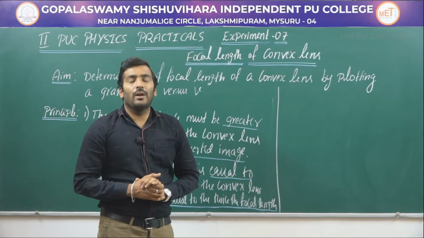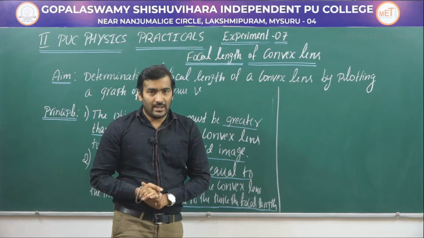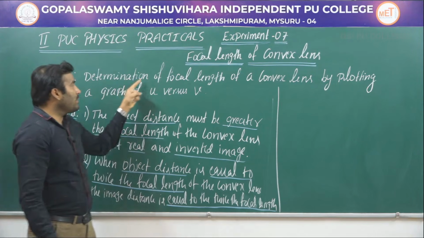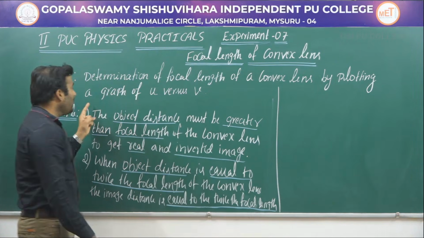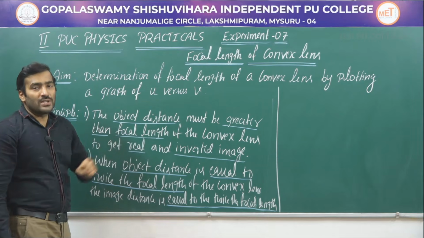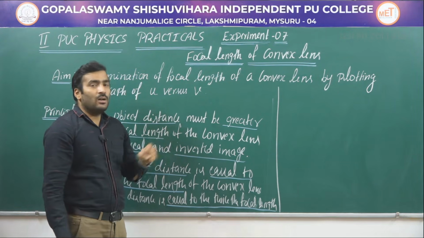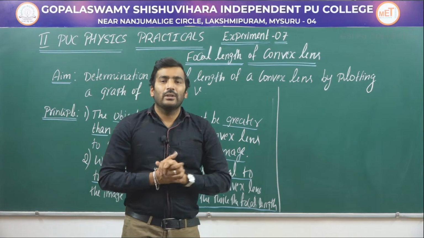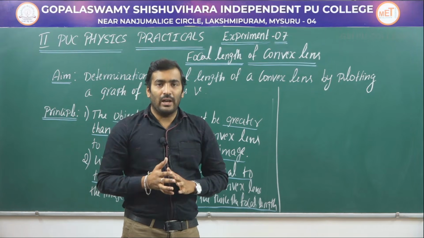In this session, we will be learning an experiment on the focal length of a convex lens. The aim of this experiment is the determination of the focal length of a convex lens by plotting a graph of u versus v, where u is the object distance and v is the image distance. Now in this experiment, we will be determining the focal length of a convex lens. So we need to understand what a focal length is.